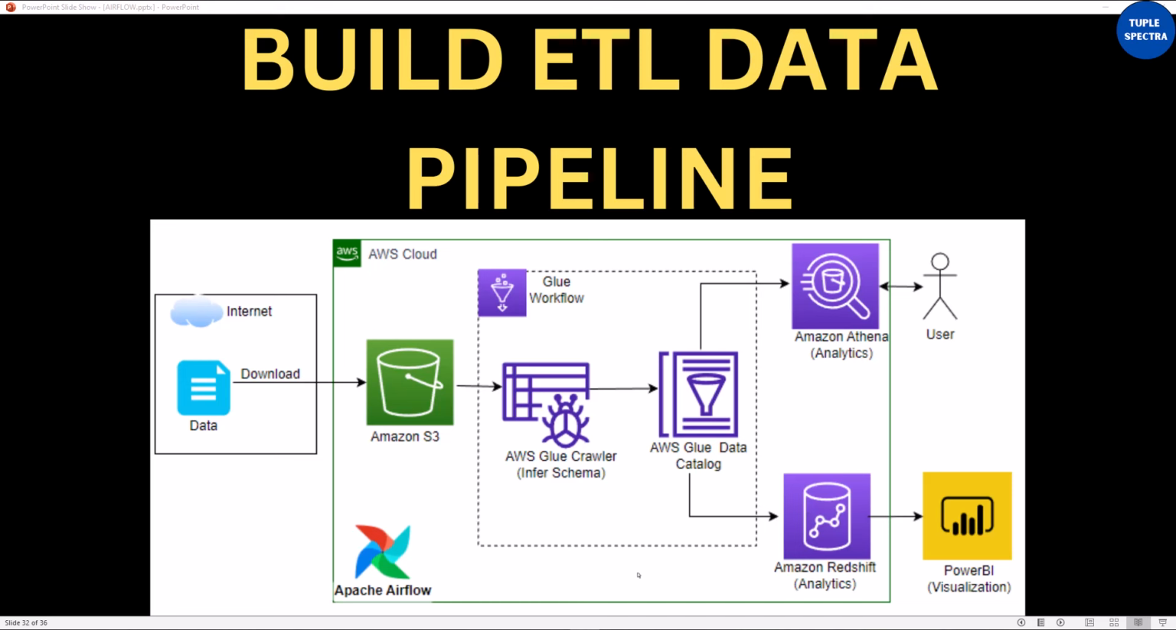So we are going to use Apache Airflow to automate that loading of the data set into the Amazon Redshift cluster. And then we will download Power BI that we can use for visualization.